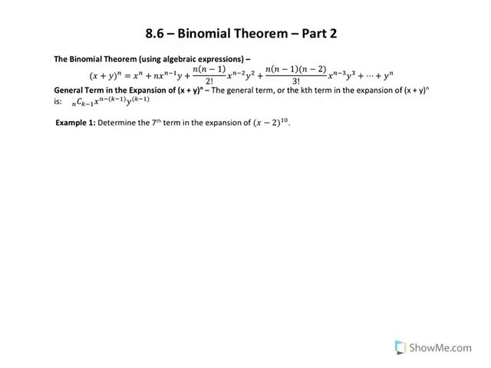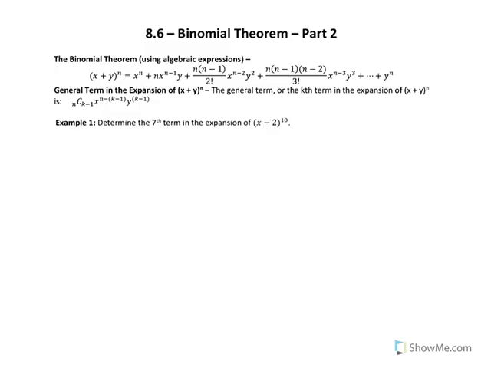8.6, the binomial theorem, part 2. So we're going to find just a singular term without having to expand the entire thing. There is a formula, but using Pascal's triangle is your best bet. So we want to find the seventh term in the expansion of (x − 2) to the power of 10.